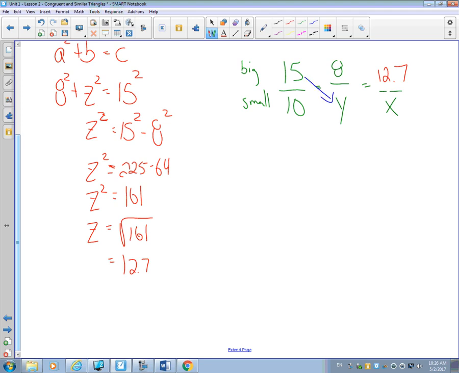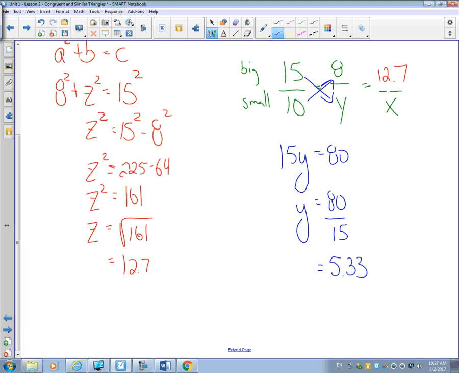15 times y, I could get this one. This one's pretty easy. 10 times 8, so y is 80 over 15, which is 5.33. And now I can do the next one.